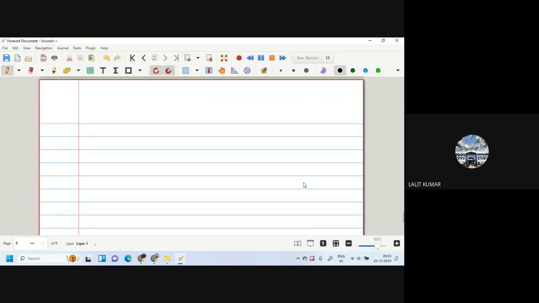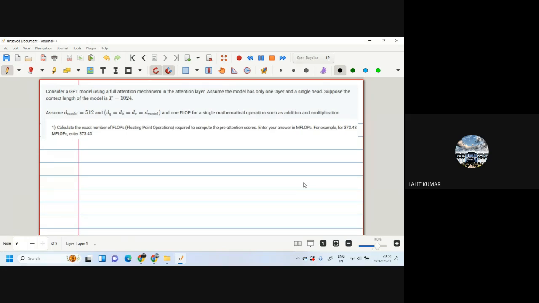So we don't have to remember any formula for all these questions. T is equal to 1024, D model is 512, DQ, DK, D model. One flop for a single mathematical operation such as addition and multiplication. Now calculate the exact number of flops, floating point operations, required to compute the pre-attention scores. Enter your answer in M flops.